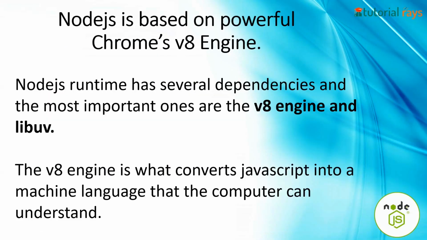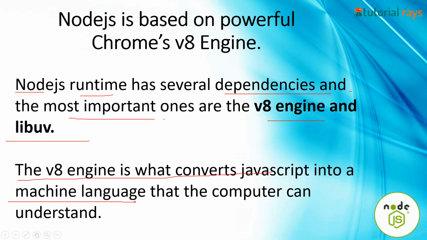Now let's understand here. Node.js runtime has several dependencies, and the most important ones are the V8 engine and libuv. I've already explained further. The V8 engine is what converts JavaScript into machine language. This is the main work of the V8 engine.